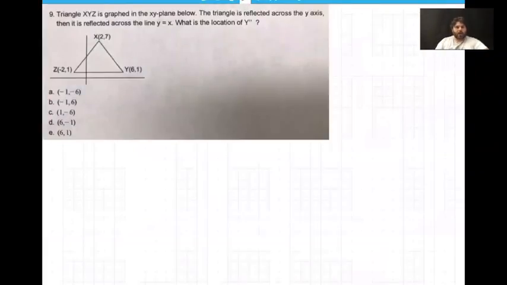All right, triangle XYZ is graphed in the XY plane below. The triangle is reflected across the y-axis, then it is reflected across the line y equals x. What is the location of y double prime? All right, so remember y double prime just means the location after the second reflection happens. So we're focusing in on y. We actually don't care about x or z here. It's just asking us a question about y.